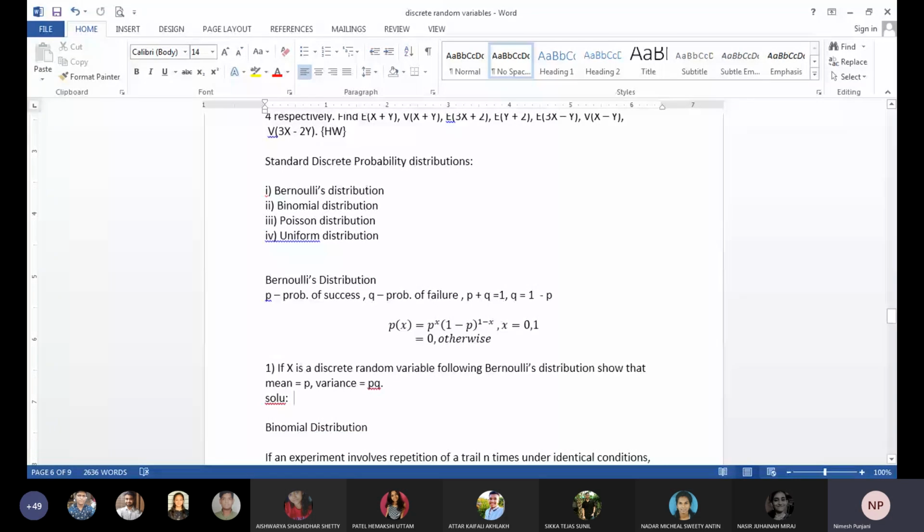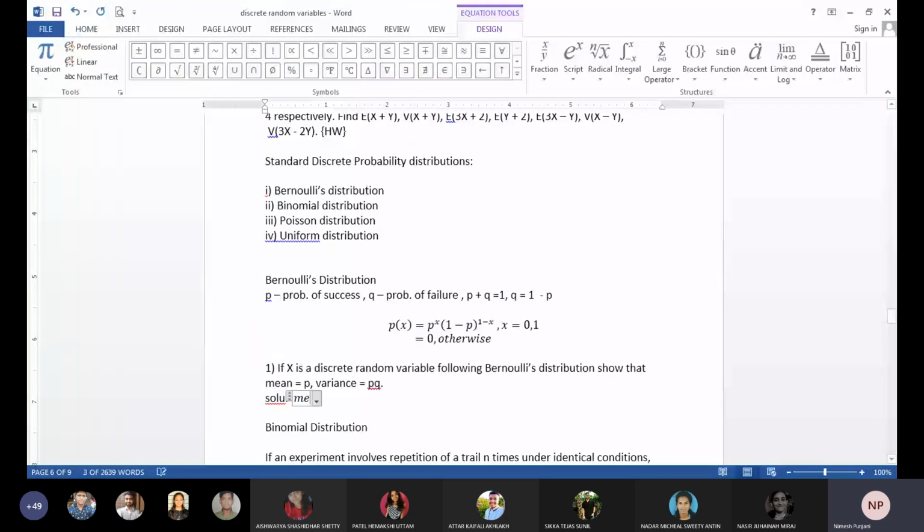Okay, there are very few examples of the Bernoulli distribution which you will get. So we will be discussing the property, which is the same as your sum. X is a discrete random variable following Bernoulli distribution. We have to show that the mean is p and the variance is pq.